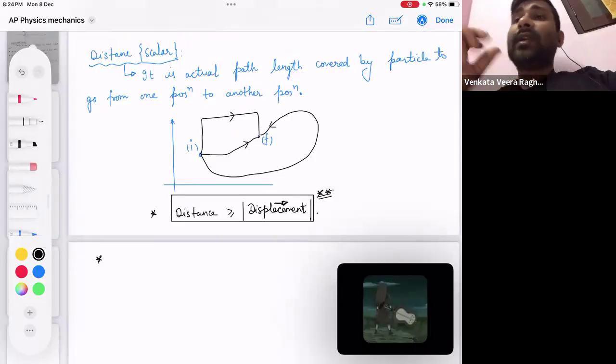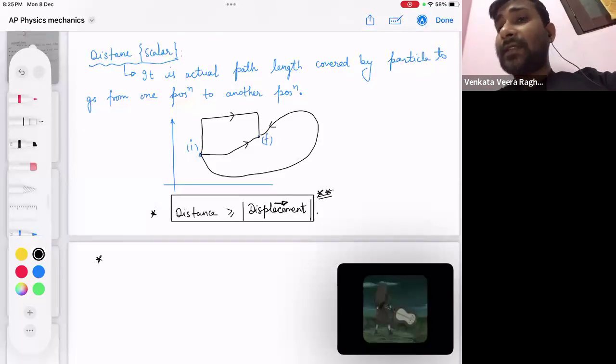Right. So distance is the actual path length. Okay, now. So tell me, distance is always going to be greater than what? Greater than the displacement of the particle.